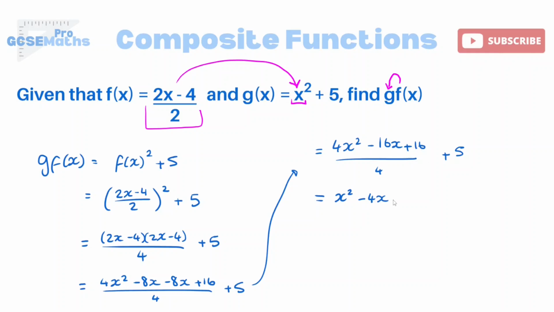And then 16 divided by 4 is just 4, isn't it? Plus 5. And finally, now I can actually add the 4 and the 5, because those are also like terms, aren't they? We've got x squared minus 4x plus 9. There we go. That's the most simplified.